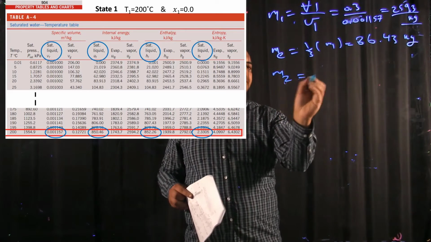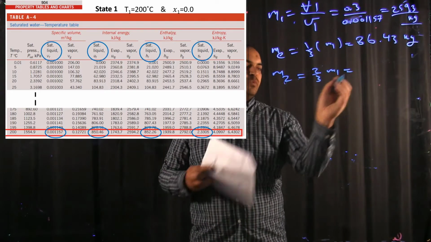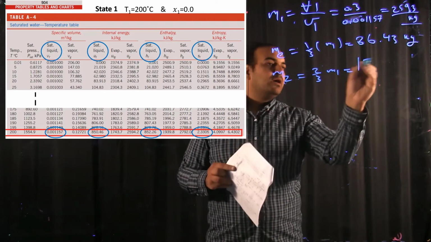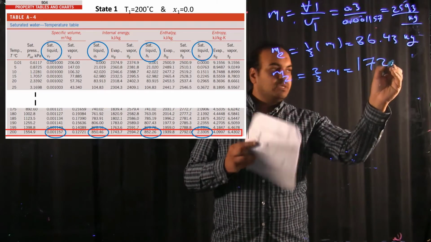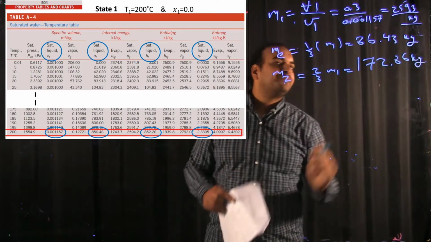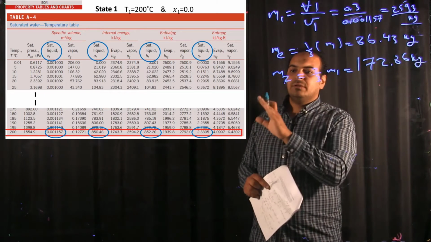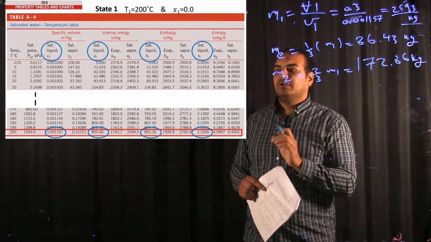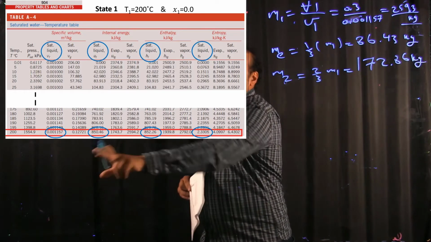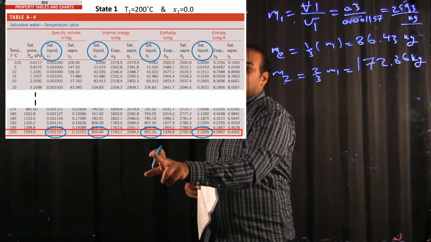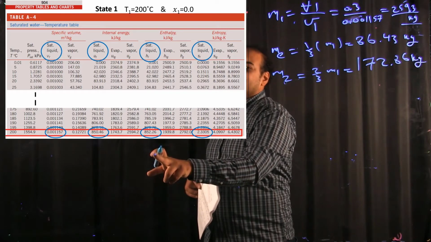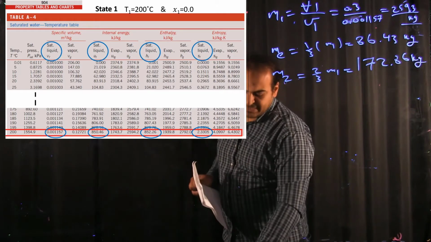2/3 remain, which is 172.86 kilograms. We have now everything: U1, H1. You have U1 and you have H1 or H exit. Let's go to state 2.